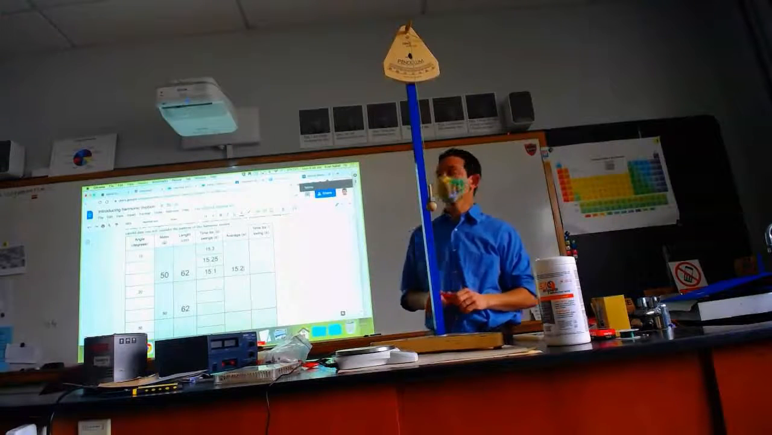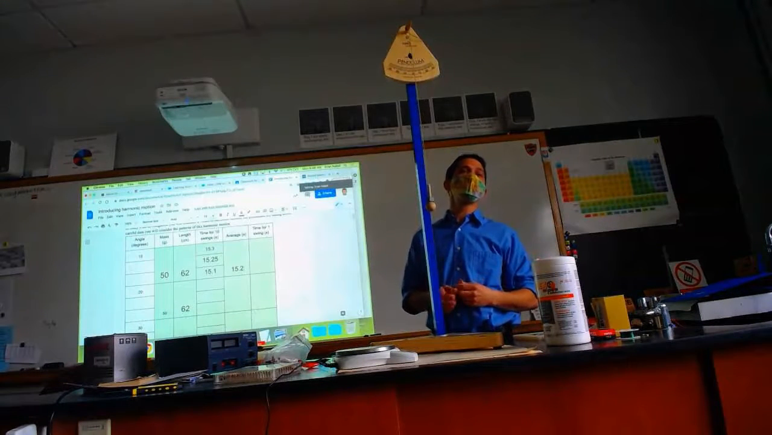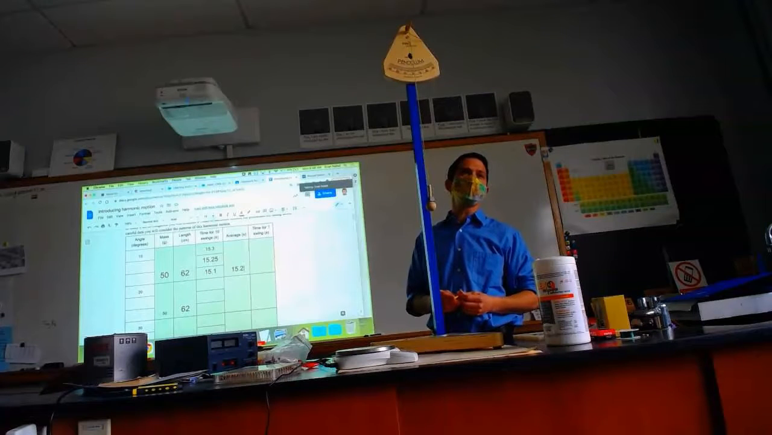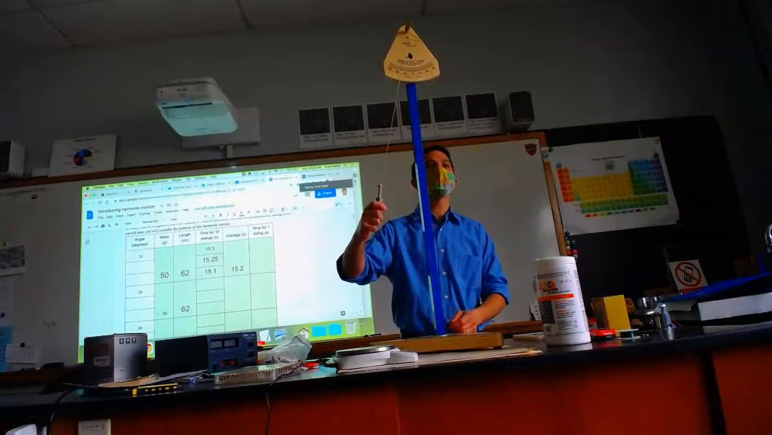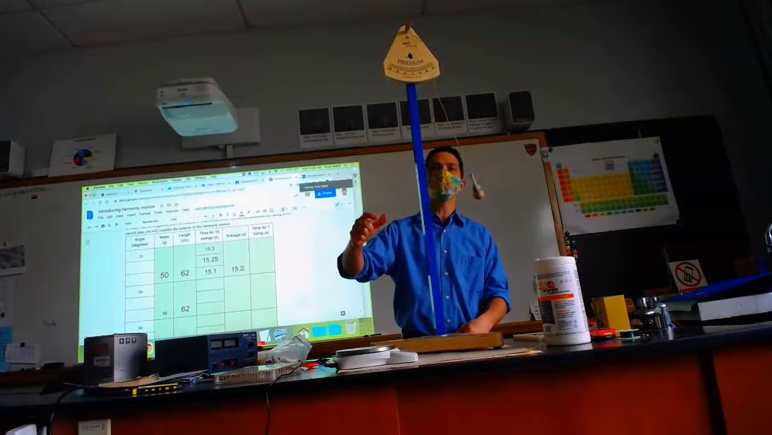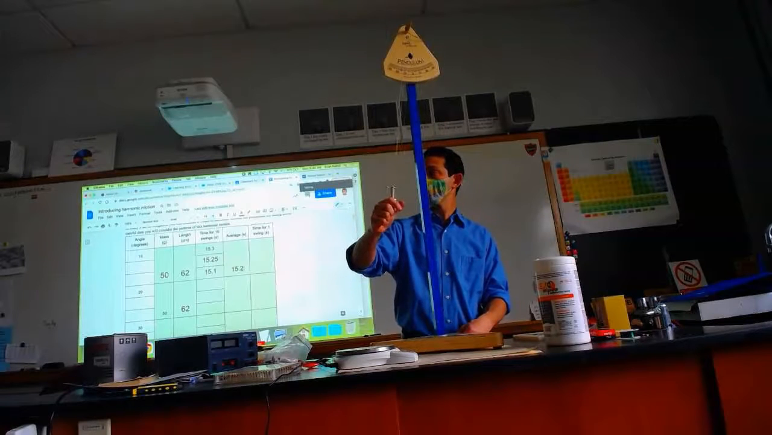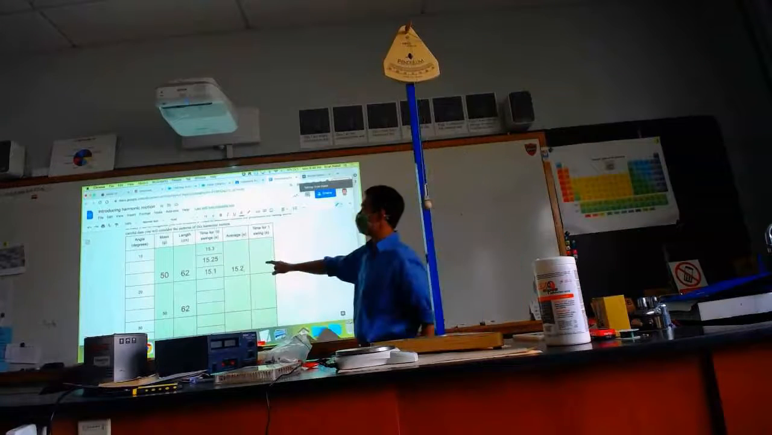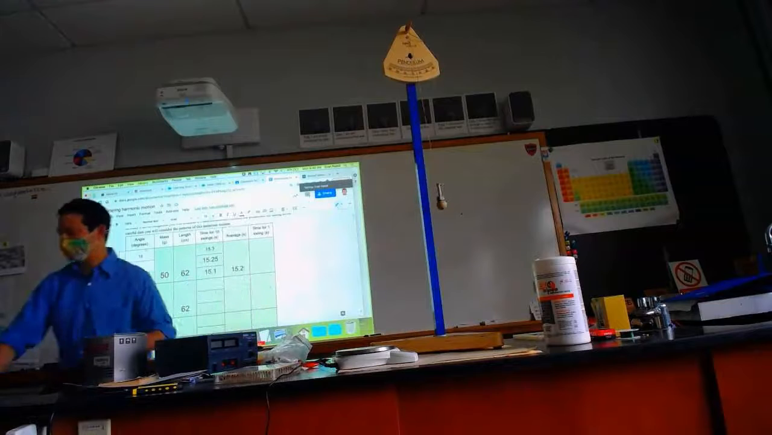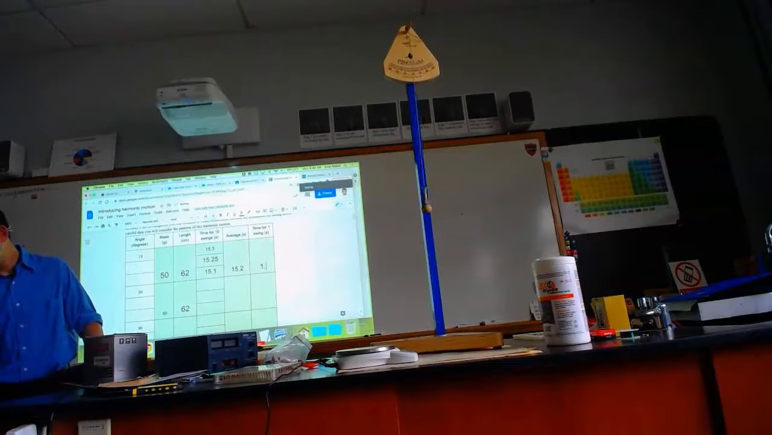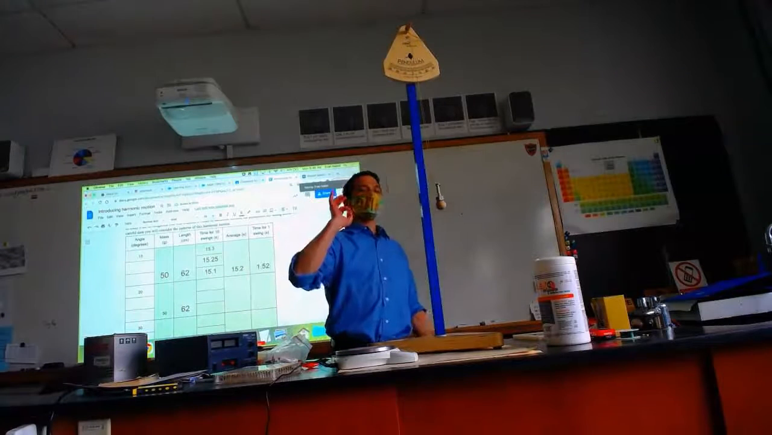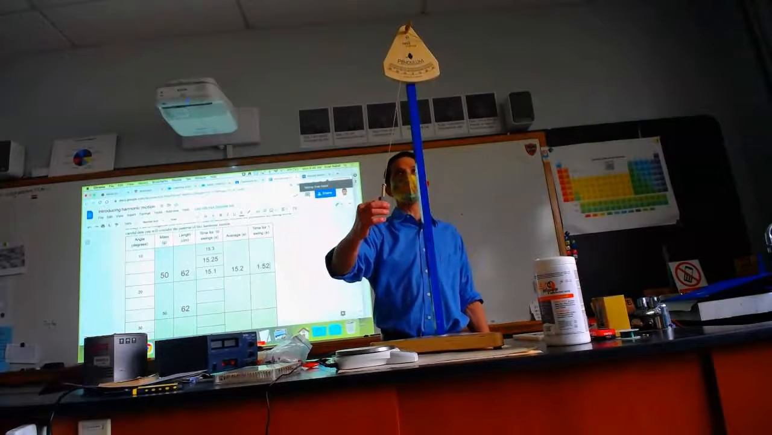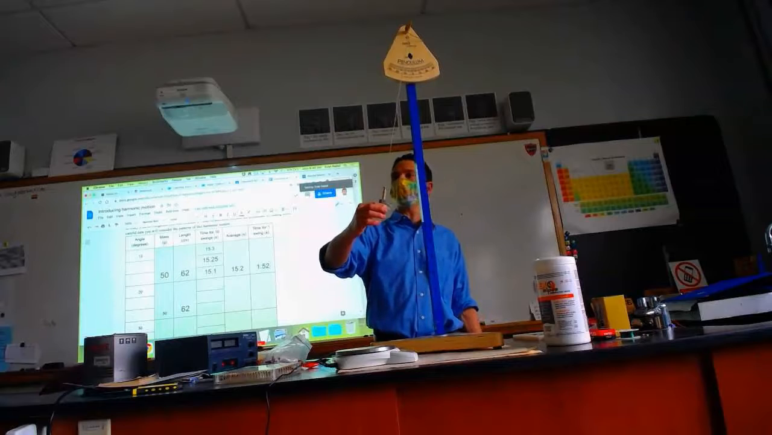I'll repeat my question. 15.2 is the time it takes to complete 10 periods or cycles of repeating motion. What is the time of 1 period? Yes, Toby, what do you think? 1.52. Yes, if I take this number and divide it by 10, I get 1.52. So the period of harmonic motion from 10 degrees is 1.52 seconds.